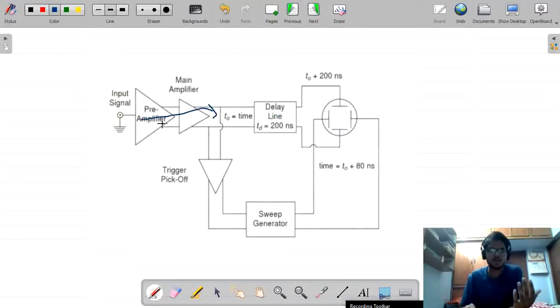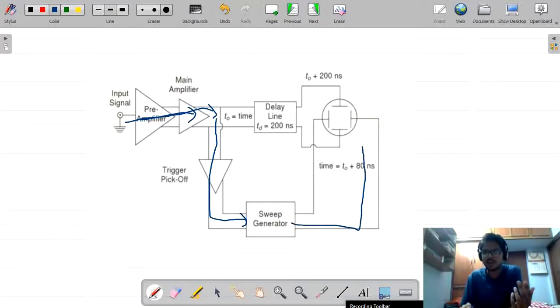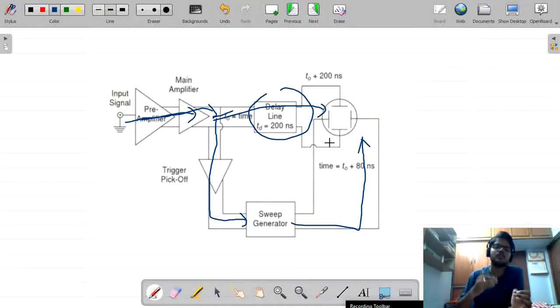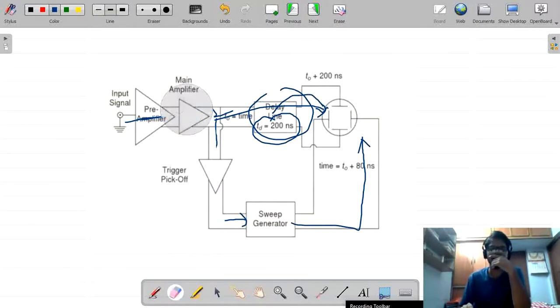Okay, now we will see. Now my input signal comes from here. Now what will happen? My input signal is passed through the sweep generator and it reaches the horizontal deflection plate. Now if there is no delay circuit, my input signal reaches the vertical deflection plate quickly. But due to the delay circuit, my signal is delayed by 200 nanoseconds and reaches the vertical deflection plate finally. Now what will happen? We will see. See carefully.